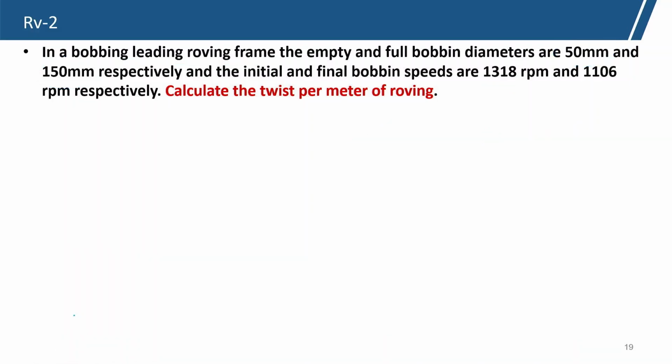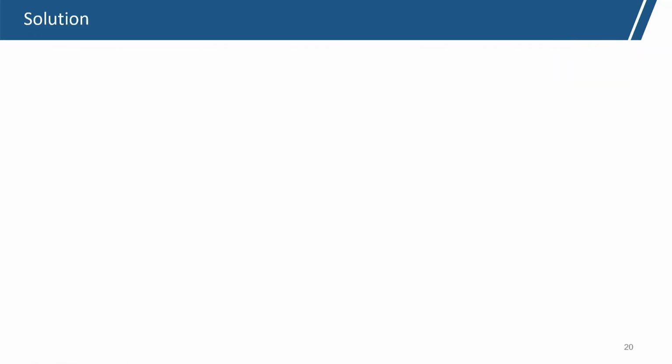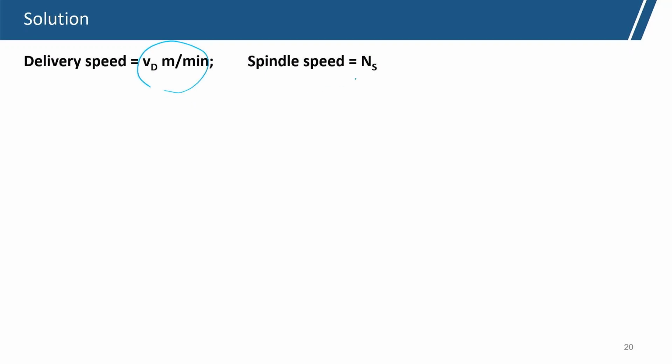Now, let us see. So, delivery speed, let us assume it is V d and spindle speed is N s. So, both these data are absent. So, twist will be N s by V d, that we have to calculate.